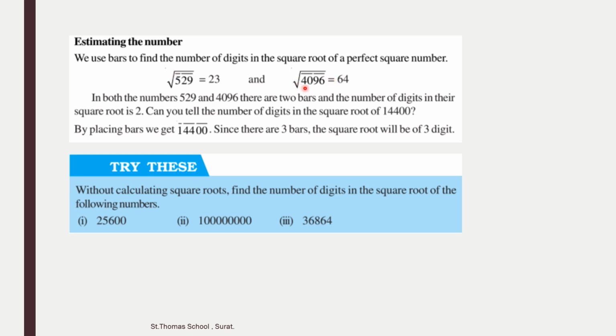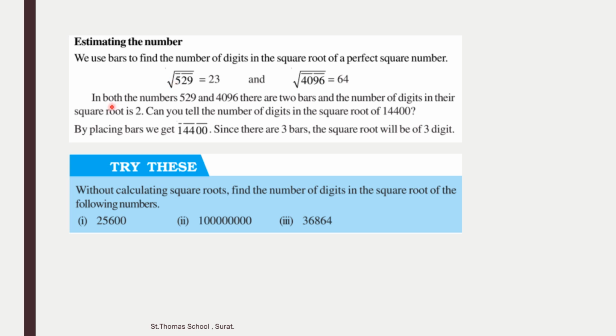The next one, square root of 4096. So you have to start from the ones place. Pair means 2 numbers. So 1, again 2. Suppose the last has only one number, you have to put the bar for only one number.